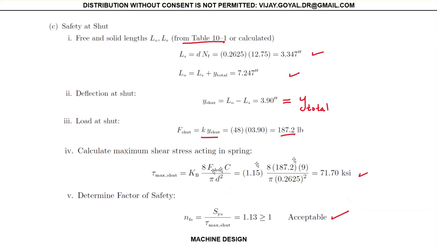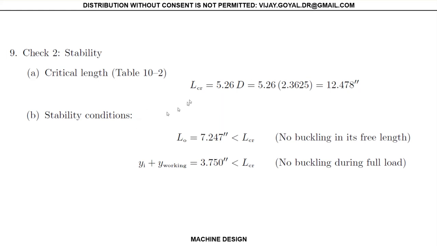There's one more check I need to make sure that it is safe, and that's for stability. I need to check for stability, and if we do the stability, we see that it is also safe. Your critical length comes from table 10.2. It is steel, and this has come from problem number 1. So we show that we could use this equation. Be careful whenever you use this. It's only good for ground ends and steel. So if I did that, I find this at 12.46, and you can see that my free length is 7.27, my working Y is 3.75, so it's not going to buckle at all, so we are completely safe.